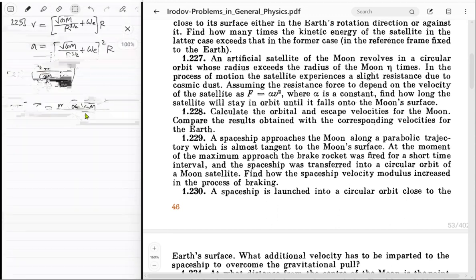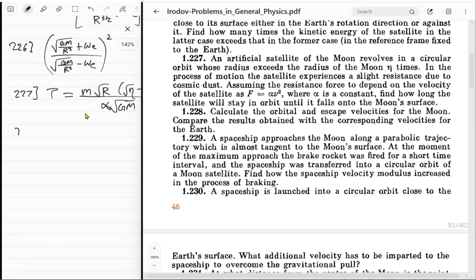Next, let's go to 2.27. Find, calculate the orbital and escape velocities for the moon. Compare the results obtained with the corresponding results. Look, I don't have the masses and anything. So how do you expect me to solve this? This is weird. How do you expect me to solve when I don't even know how massive the moon is? What's its radius? Just leave it.